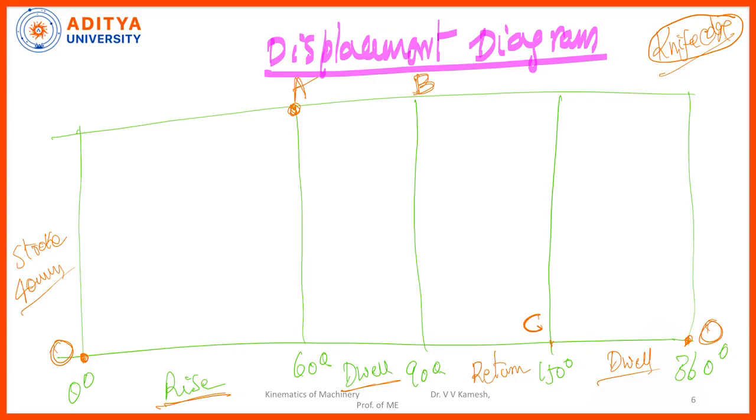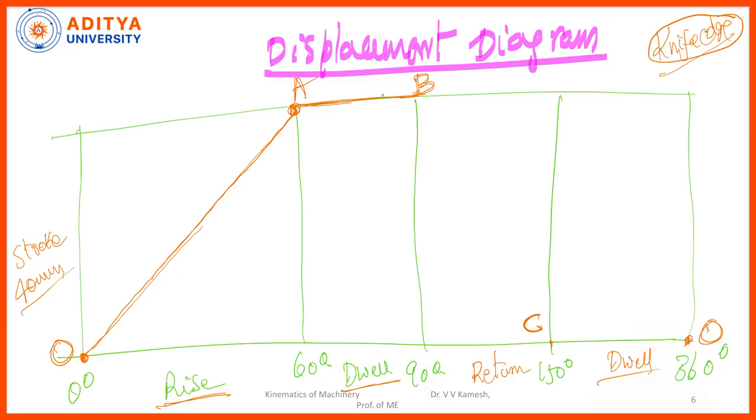Uniform velocity. In the uniform velocity, already we know that I can draw a straight line OA. So, this is a straight line. This is actually we are drawing displacement diagram. Now, from A to B, what is there? It is the dwell. The follower will not move at all, right. That means here we are having a pure arc, right. There is no up and downs. It is an arc, right, arc of a circle. That is why the follower will not move at all, right.